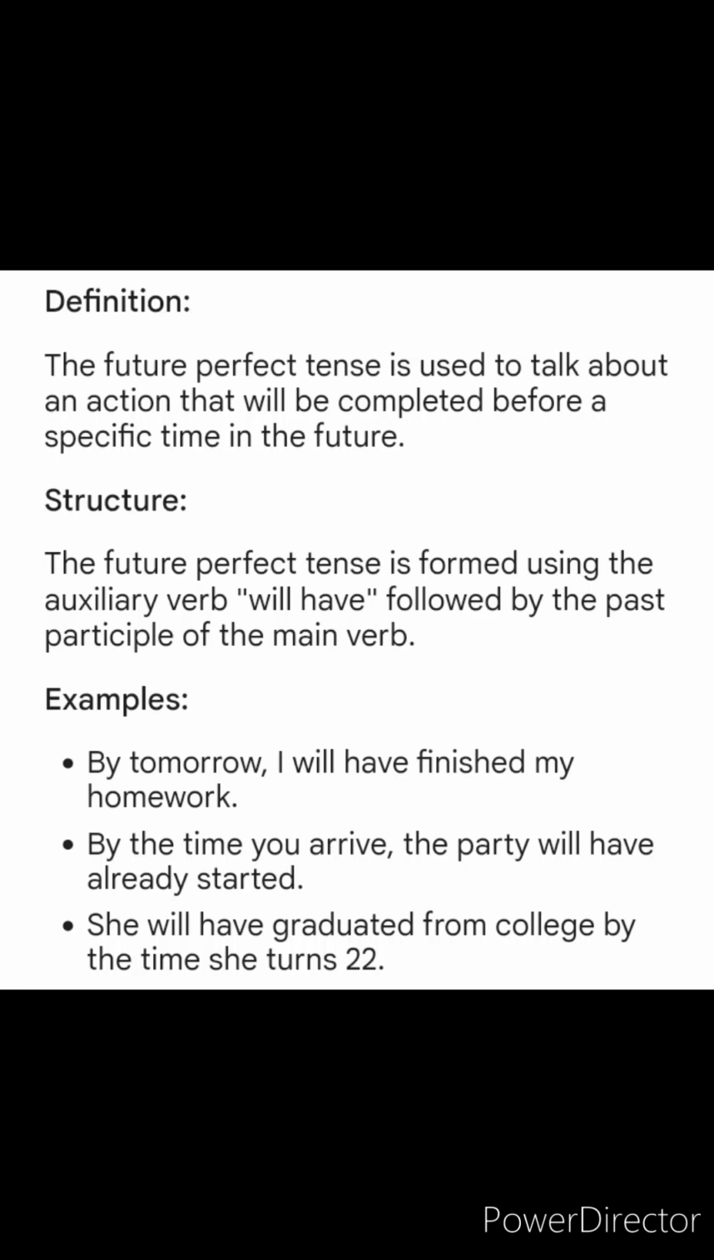Continuing in the video, future perfect tense. The definition of future perfect tense goes like this. It is a tense used to talk about an action that will be completed before a specific time in the future. Structure is auxiliary verb will have followed by the past participle of the main verb. Examples, by tomorrow I will have finished my homework. By the time you arrive, the party will have already started. She will have graduated from college by the time she turns 22.